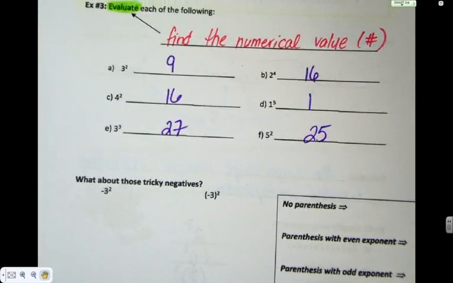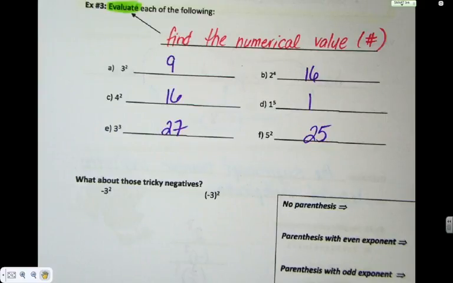What does evaluate mean? Find the number. We're looking for a number at the end, not an expression, not a polynomial, not a variable. We're looking for a number. What kind of learner needs to turn and tell their partner things like that? Not tactile. That's auditory. Auditories need to hear and speak, so that's why we do that.